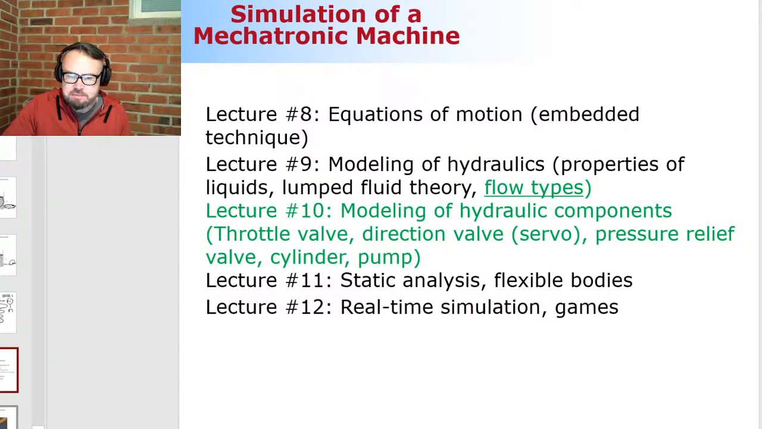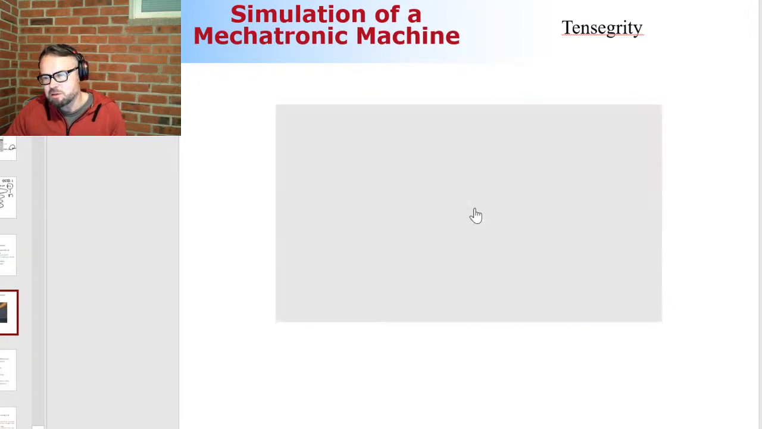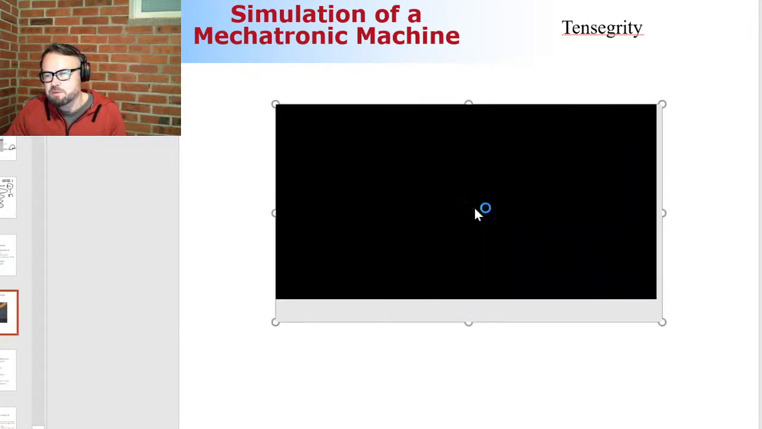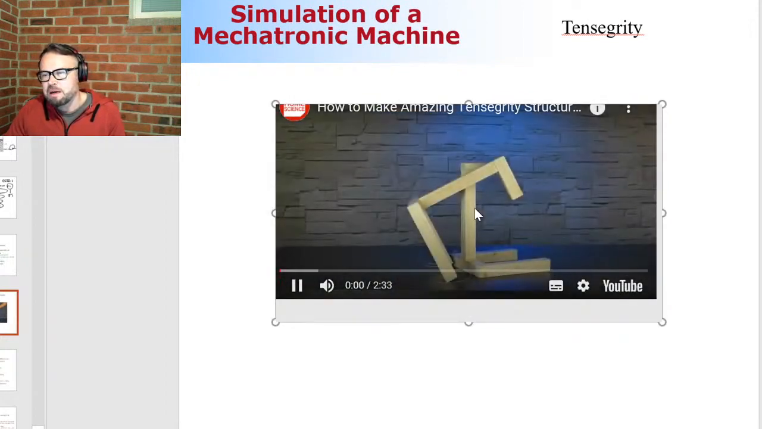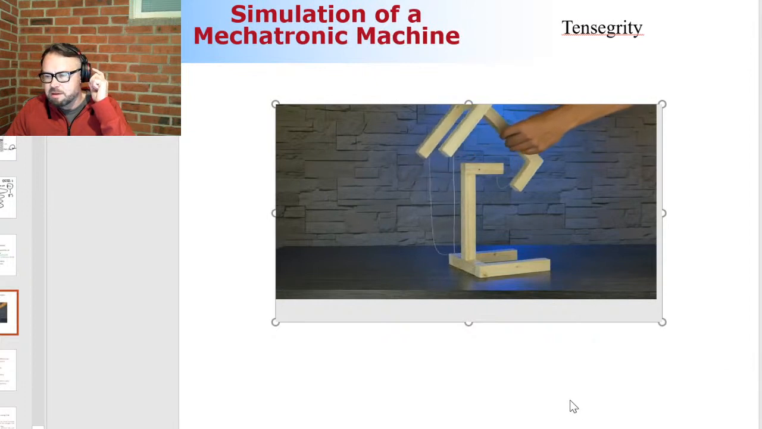I promised last week in Teams that we're going to discuss this weird mechanism called tensegrity. I don't know how to pronounce that, but it's a mechanism that you see here. This is a YouTube video. Let's see if I'm able to play it for you. Yeah, it seems to work. I get a little bit of noise here, so I need to turn it off.